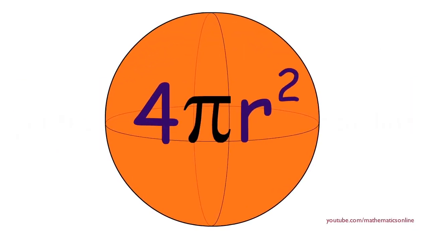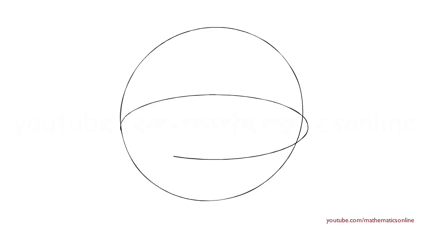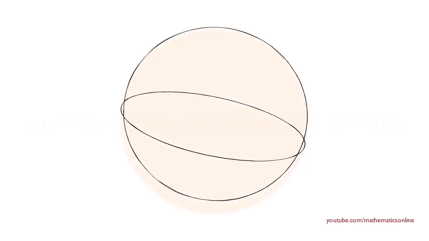4πr² gives you the surface area of a sphere. But where does the formula come from? First, we'll create a sphere and fill in its surface area.